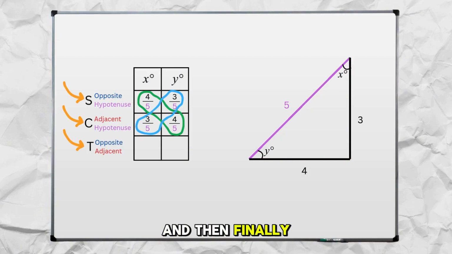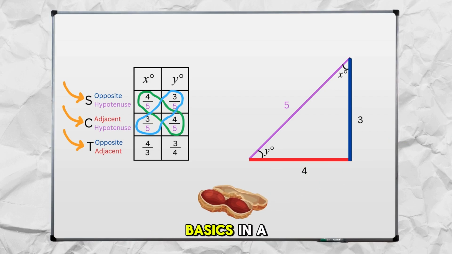And then finally, for angle X, it's opposite over adjacent, so that would be 4 over 3. And then for angle Y, it's 3 over 4. They're just inverses. It's a reciprocal. The fraction flip. That's your trig basics in a nutshell.